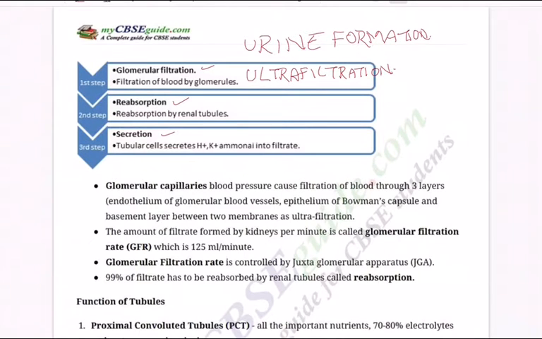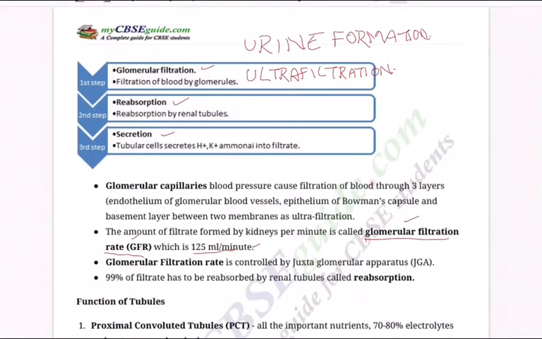The quantity of glomerular filtrate formed each minute in all the nephrons of both the kidneys is called the GFR. What is GFR? Glomerular filtration rate. In a normal person, GFR is about 125 ml per minute. So basically this 125 ml per minute should be upheld. The amount of filtrate formed by the kidneys per minute is called GFR, glomerular filtration rate.